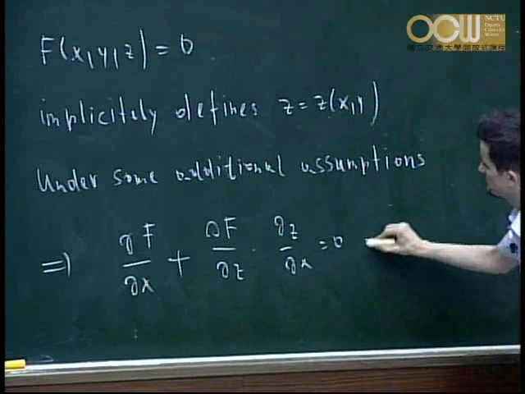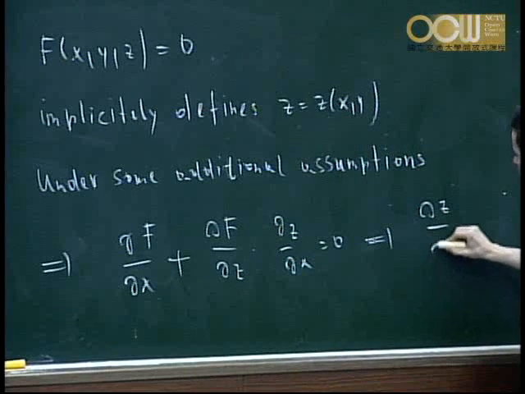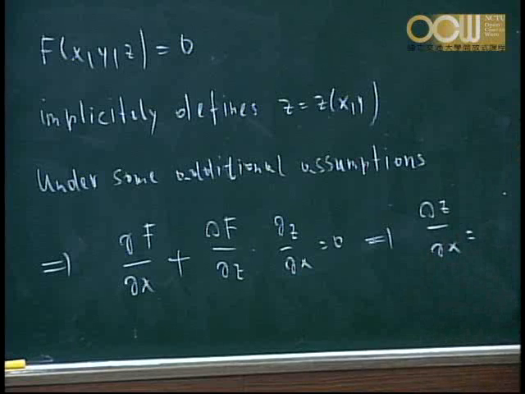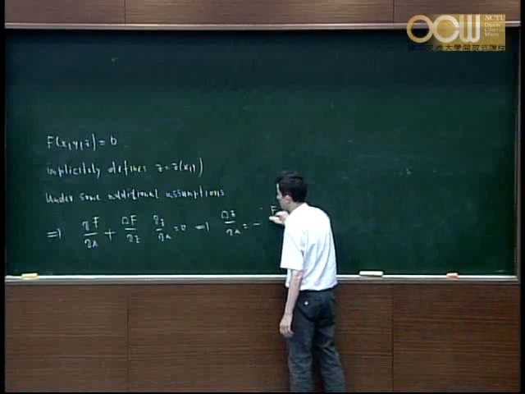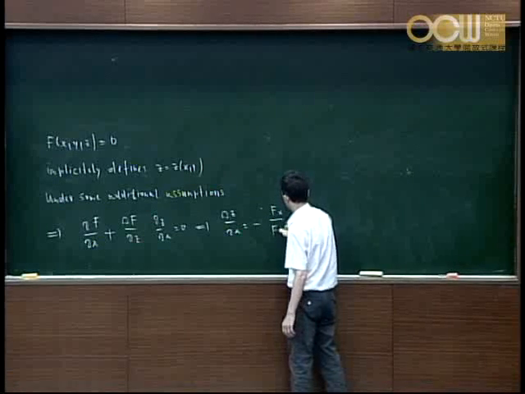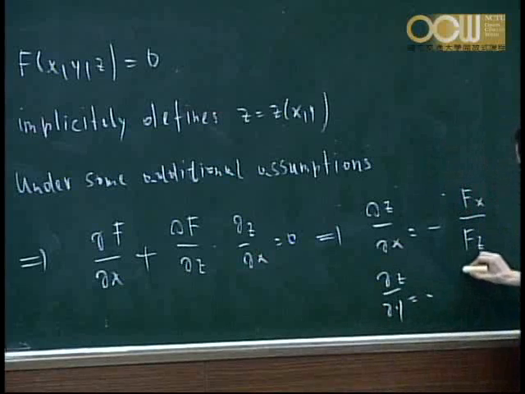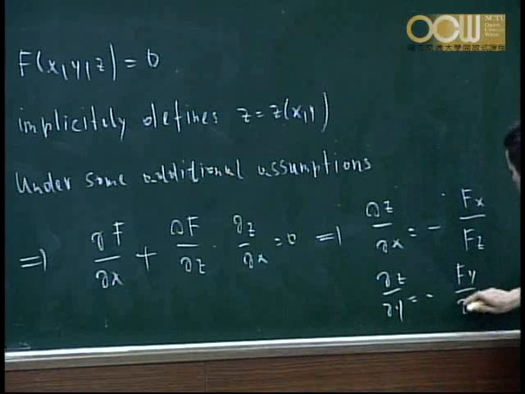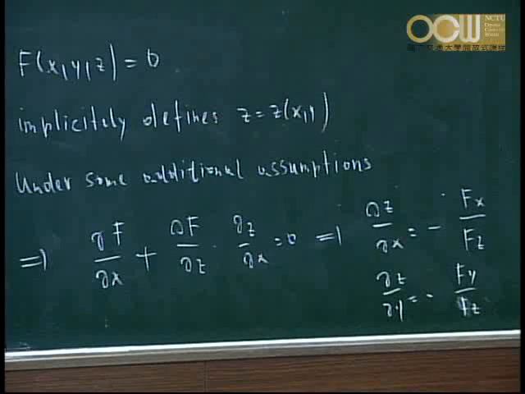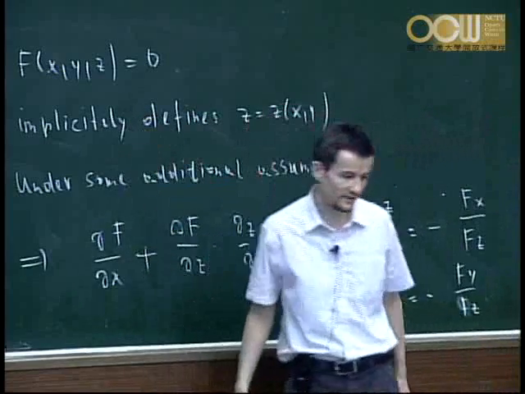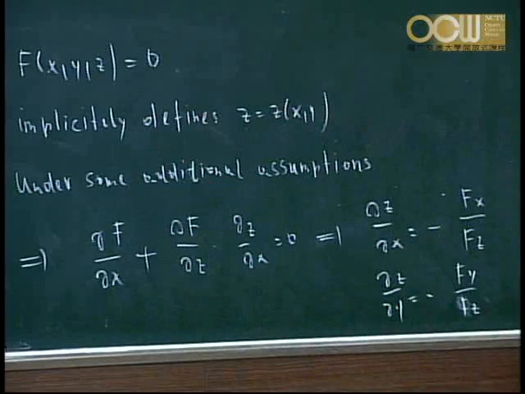Okay, so you get that the partial derivative of z with respect to x is equal to minus fx over fz. And similarly, you get that the partial derivative of z with respect to y is equal to minus fy over fz. So you can use the chain rule in order to get the partial derivatives for a function of 2 variables which is implicitly given by an equation.